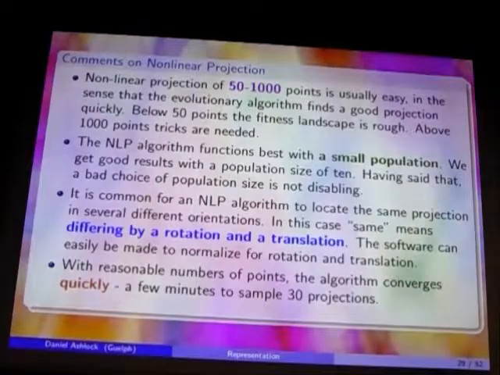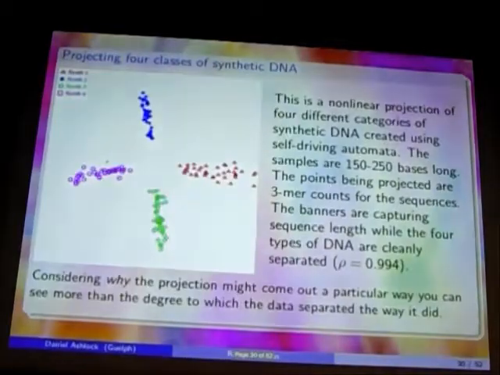And so it's common for the silly thing to locate the same projection over and over in several different orientations. That means differing by a rotation and a translation. But you can fix that if you just want to do a little more programming. And it takes a few minutes to sample out 30 projections of a moderately large data set.